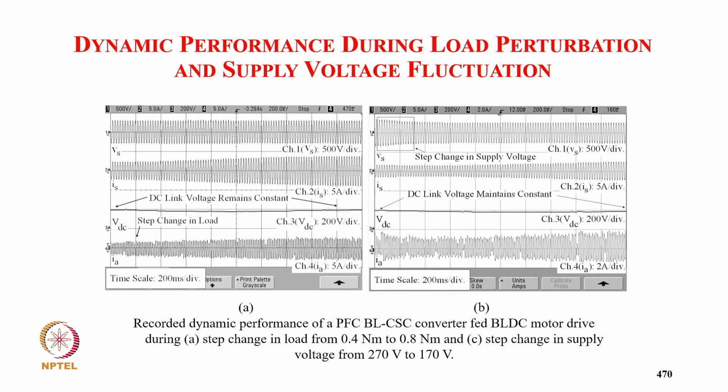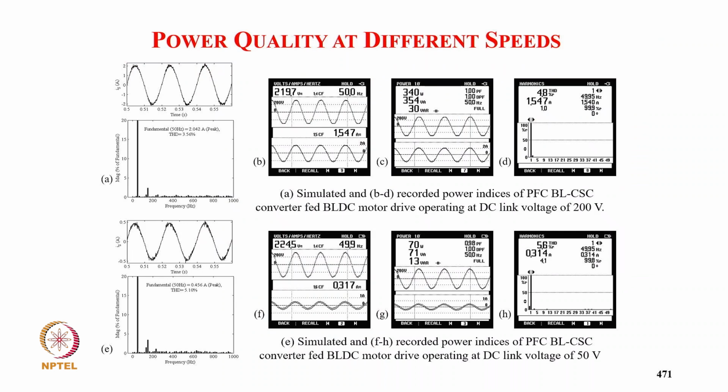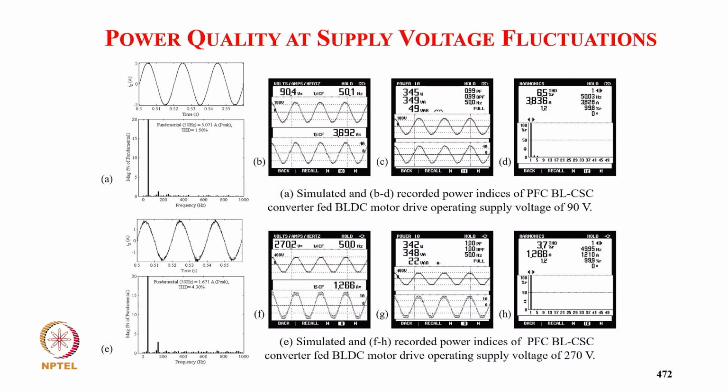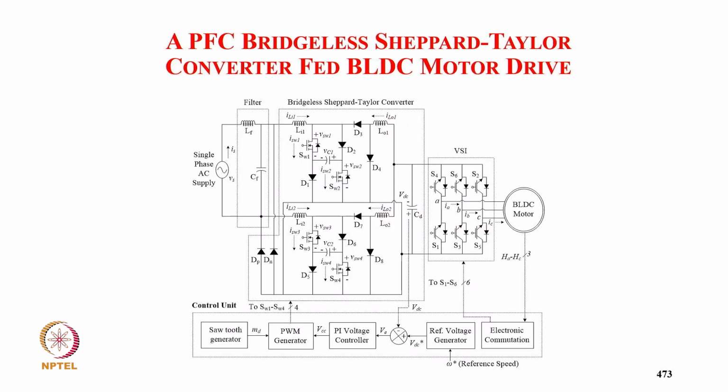And then the experimental result for load change 0.4 to 0.6 and 270 to 170 volt, and the power quality performance at full load at 220 volt: THD of supply current 4.8% and unity power factor. At light load of 70 watt, THD of 4.6% with power factor 0.98, and at 90 volt, THD 6.5% and power factor 0.99 at full load. And at 270 volt also we get THD 3.7% with unity power factor.